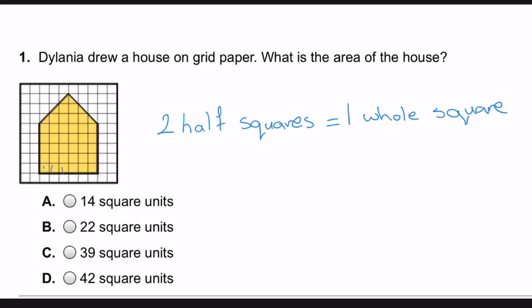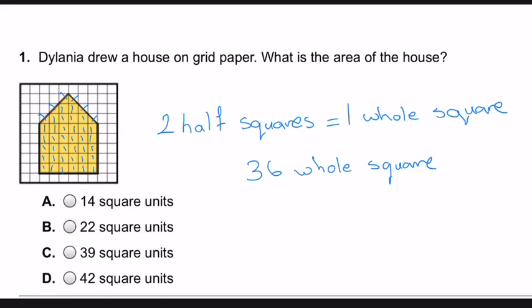1, 2, 3, 4, 5, 6, 7, 8, 9, 10, 11, 12, 13, 14, 15, 16, 17, 18, 19, 20, 21, 22, 23, 24, 25, 26, 27, 28, 29, 30, 31, 32, 33, 34, 35, 36. So we have 36 whole squares. Now, how many halves do we have? 1, 2, 3, 4, 5, 6 halves.